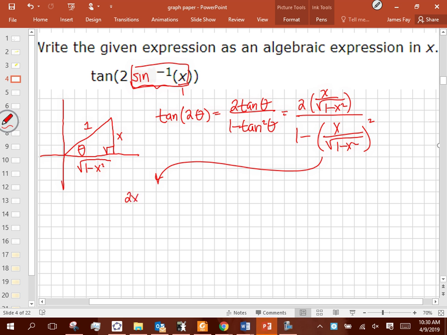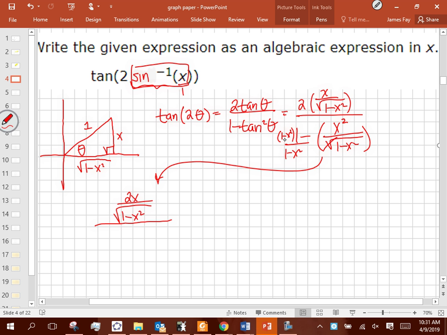Top turns into 2x over root 1 minus x squared. The bottom, let's just kind of mess around with this a little bit. If I run this power of 2 through here, that's going to become x squared, right? And this is going to disappear, right? And then if I want to actually do the subtraction, I need a 1 minus x squared as that denominator.